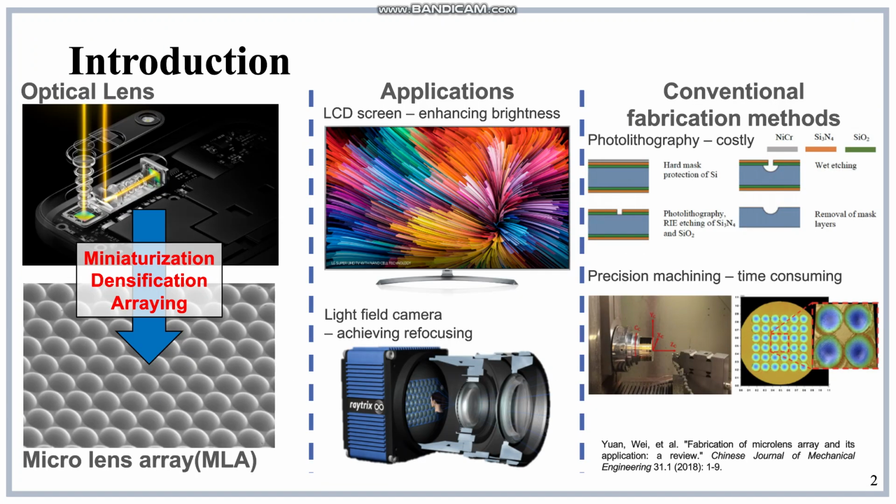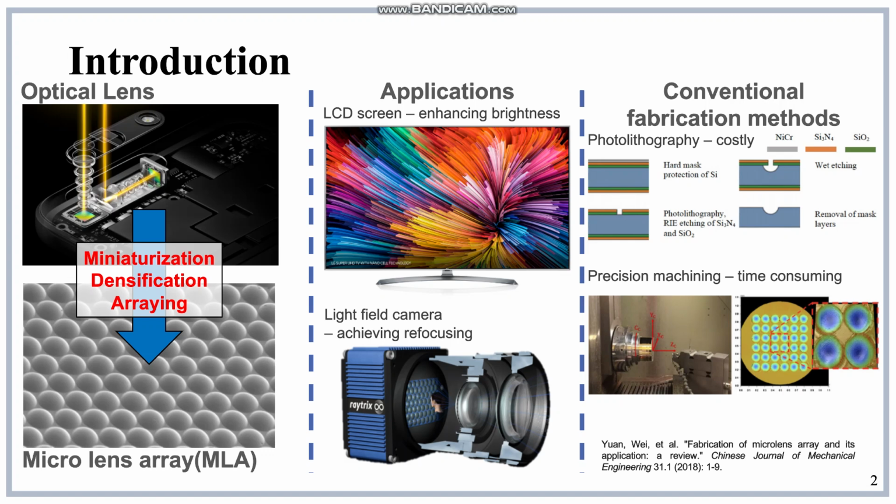Microlens arrays, or MLAs, are small lens structures arranged in a repeating pattern. They are used in LCD displays to improve brightness, in light field cameras to achieve refocusing, and in many other optical devices. Traditionally, making Microlens arrays requires precision machining and photolithography. While effective, these methods are very time-consuming and very costly.